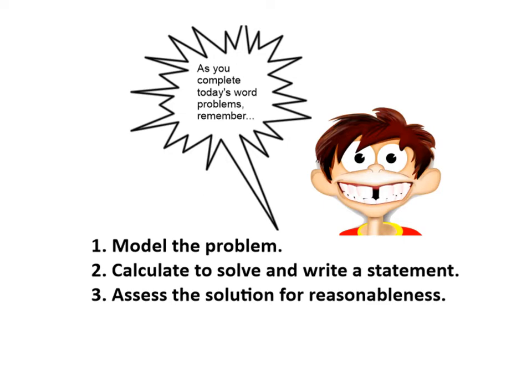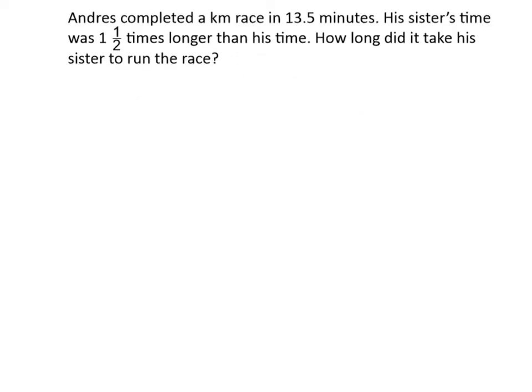Let's start. The first problem says Andres completed a kilometer race in 13.5 minutes. His sister's time was 1.5 times longer than his time. How long did it take his sister to run the race? Let's follow the directions. First, let's draw. We know that Andres completed the race, the 1 kilometer race, in 13.5 minutes.